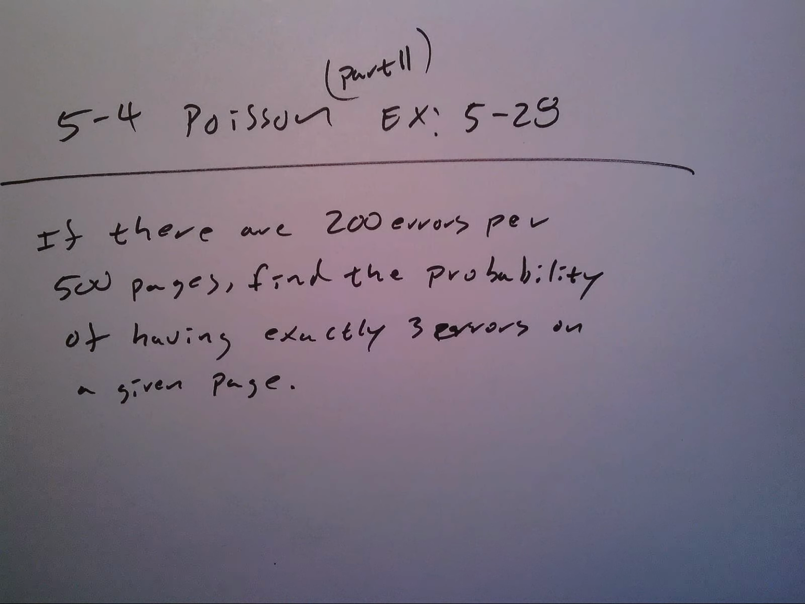Alright, this is 5-4, Poisson, part 2. We're going to look at example 528.